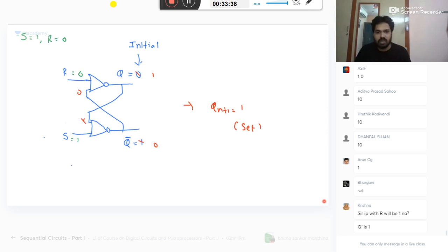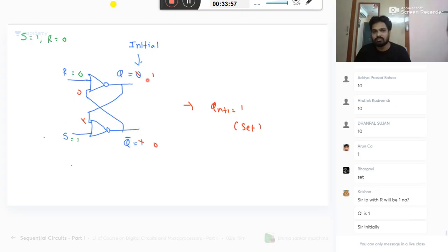Why Q bar is 1, man? Did you forget the NOR gate or what? After studying 3 chapters, you forget how a NOR gate works? 1 plus anything, what is the answer? 1. Whole bar is how much? 0. This 0 will come. 0 plus 0 is 0. Whole bar is 1. Initially there is 1, whatever you have, what is the problem? So you want to take initially 1 here.